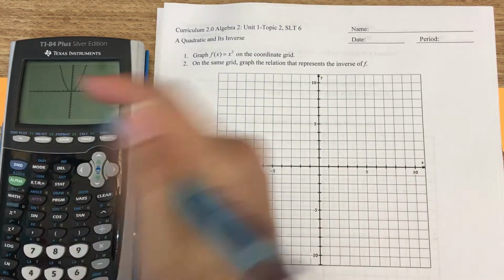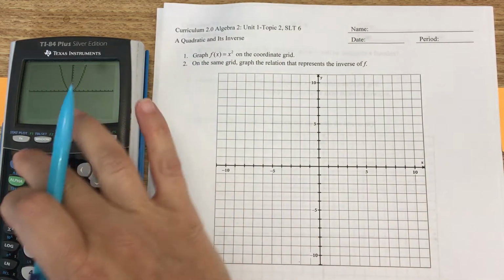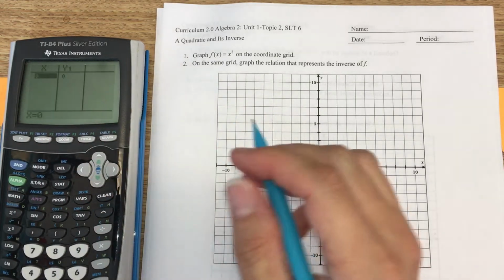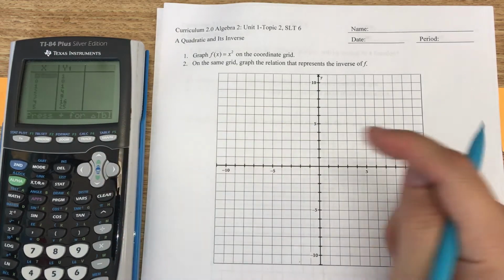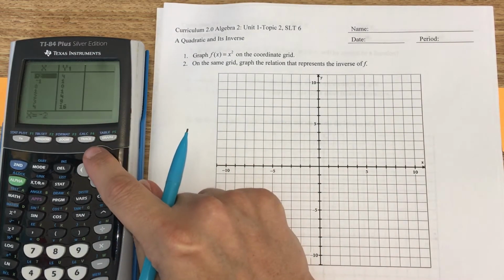So if I want to see a table so I can get some nice points on my grid, I'm just going to press second graph. Oops, hold up, I'm set up a little differently. There it goes. Second graph, and there are my nice points.